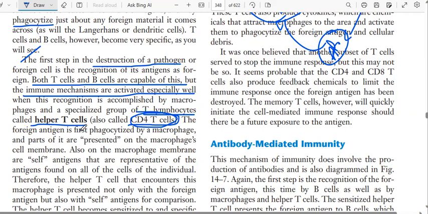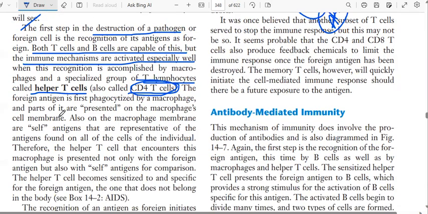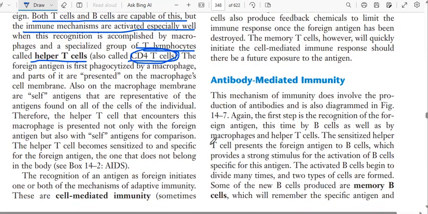The foreign antigen is first phagocytized by a macrophage, and part of it is presented on the macrophage's cell membrane. Also on the macrophage membrane are self-antigens that are representative of the antigens found on all of the cells of the individual. Therefore, the T helper cell that encounters these macrophages is presented not only with the foreign antigen, but also with self-antigen for comparison. The helper T cell becomes sensitized to and specific for the foreign antigen, one that does not belong in the body.